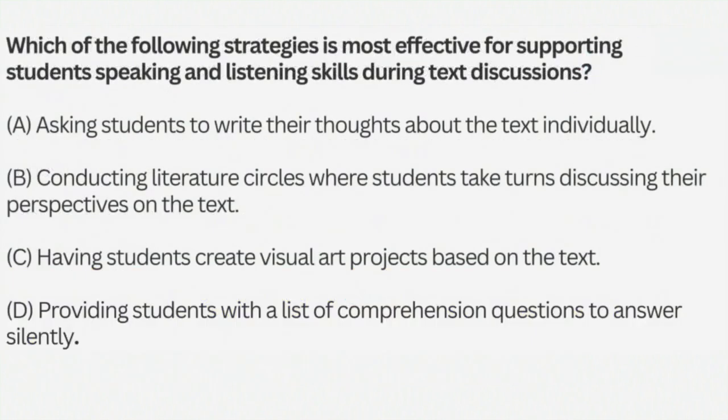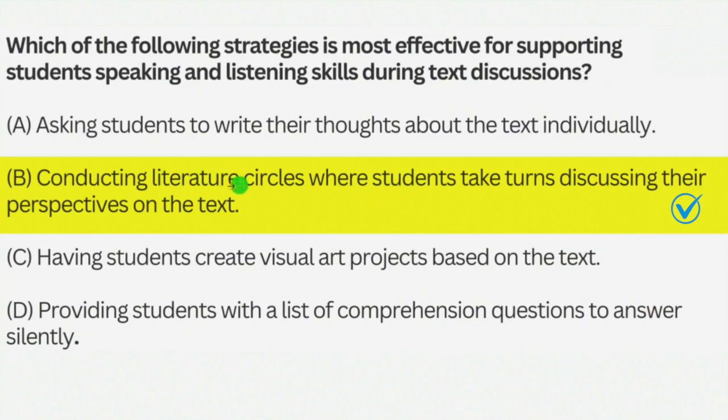Which of the following strategies is most effective for supporting students' speaking and listening skills during text discussions? So again, if you analyze this question, you've got students speaking and their listening skills. So that's the two keys here in this question. So asking students to write their thoughts is not speaking and listening. Conducting literature circles, okay, students are speaking and taking turns, and they're having to listen because it's a circle and it's a conversation. So B here would be the correct answer.